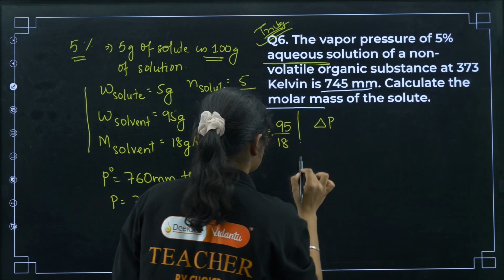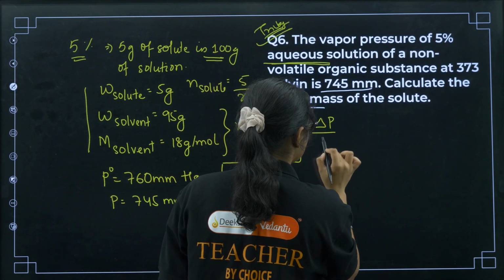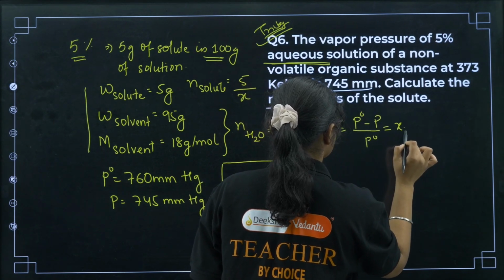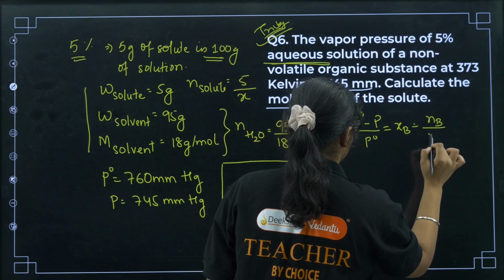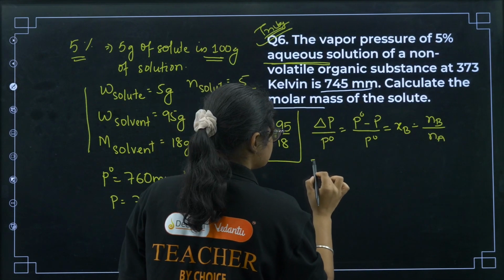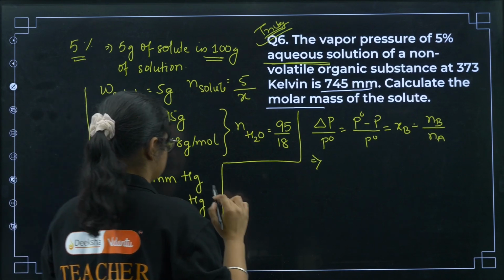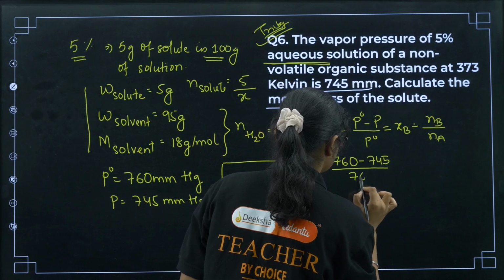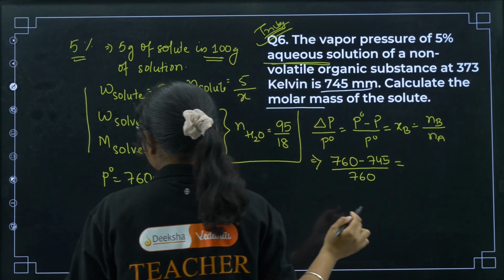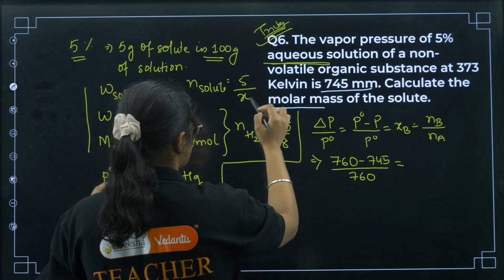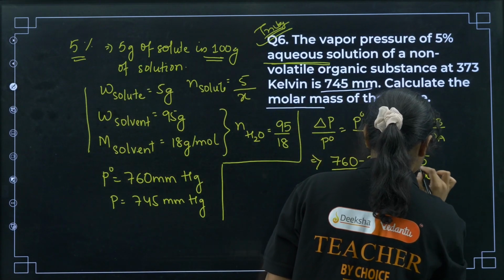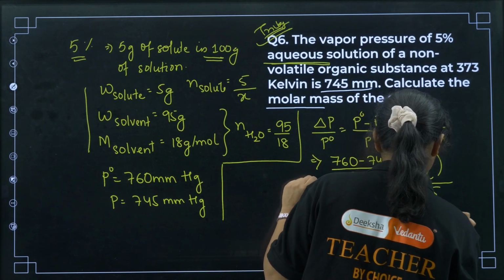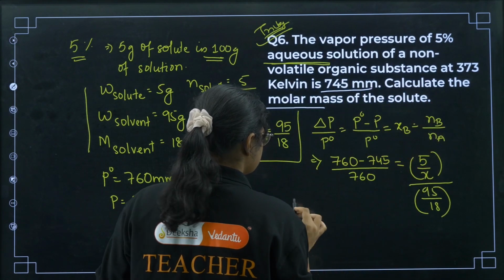Delta P by P naught is equal to, I can put, P naught minus P by P naught is equal to XB is equal to NB by NA, right? So now if I put this value, what is P naught value? 760, right? So 760 minus 745 divided by 760 is equal to NB. NB means number of moles of solute, that is 5 by X, divided by 95 by 18.